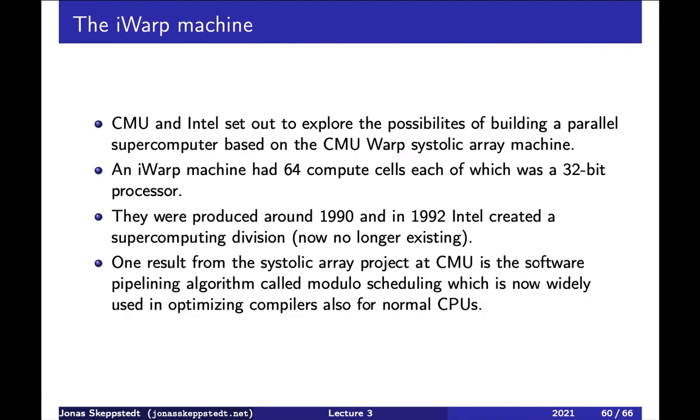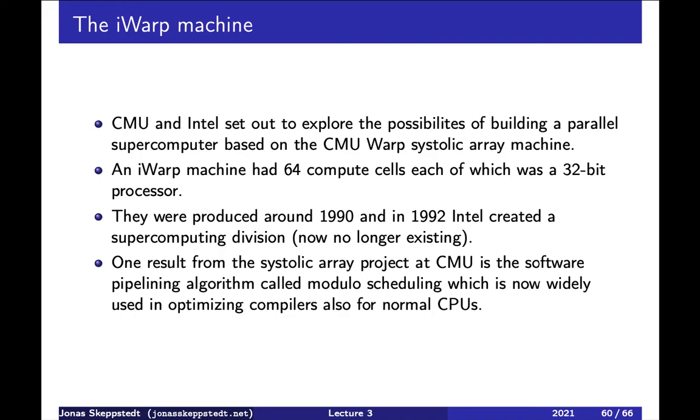Okay, CMU and Intel decided to commercialize the ideas, and Intel created the supercomputing division in the early 1990s. And it was cancelled later on because, of course, it was not sufficiently easy to program and get good performance. That's always what stops new fancy hardware.